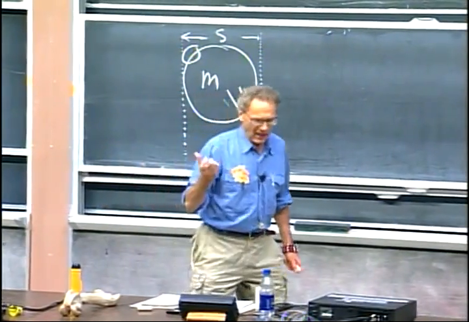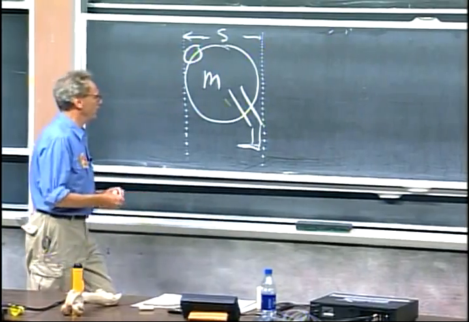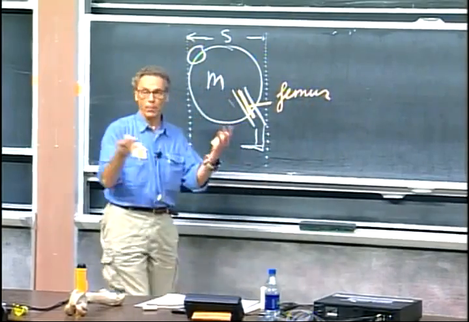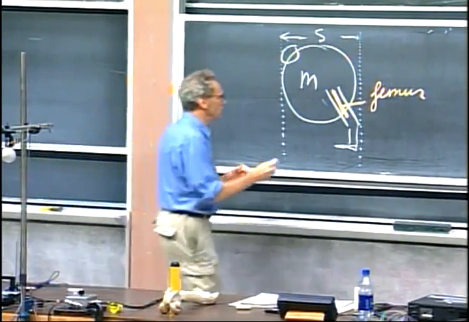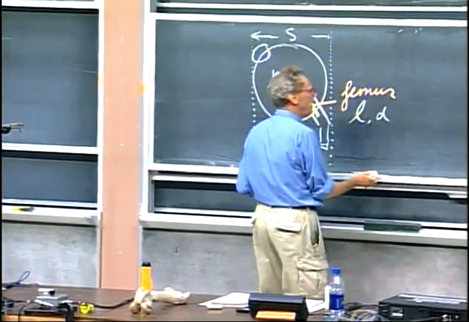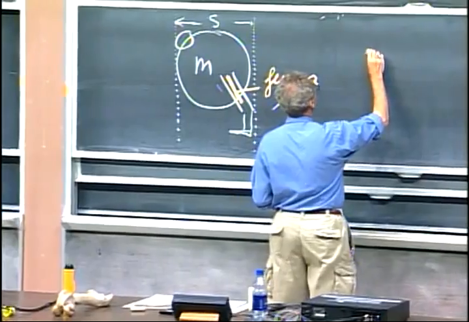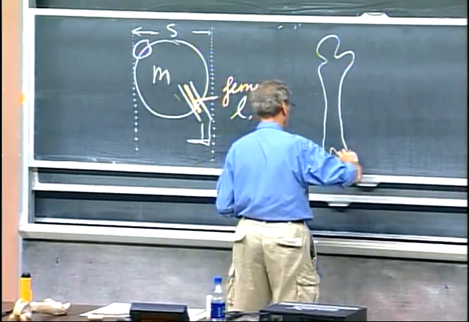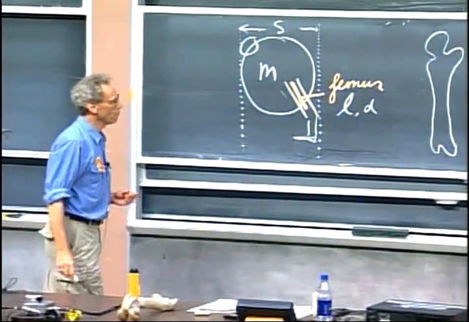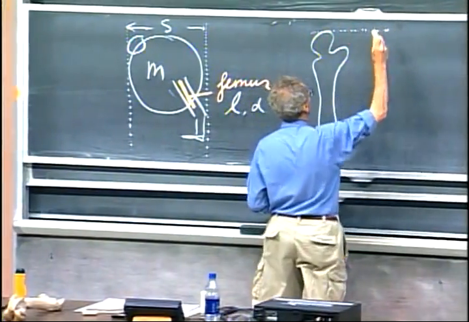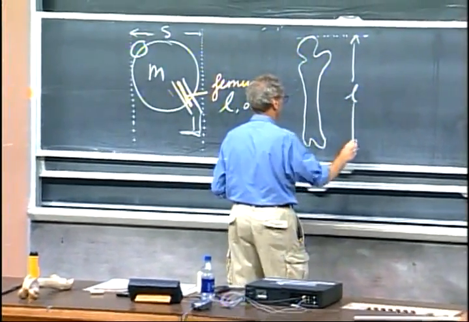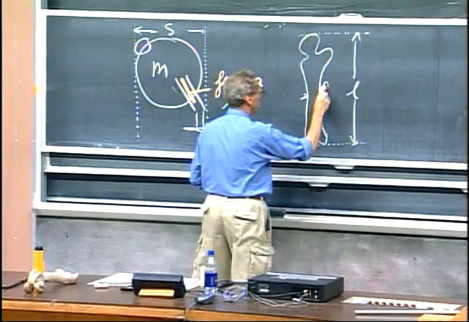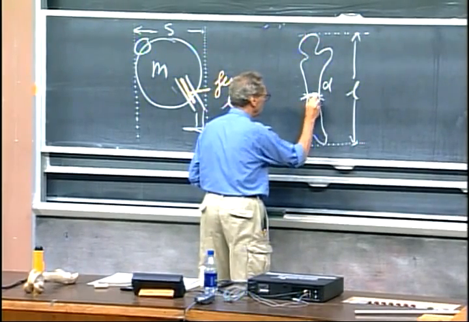And this mammal has a thigh bone, which we call the femur, which is here. And the femur, of course, carries the body to a large extent. And let's assume that the femur has a length L and has a thickness D. Here is a femur. This is what a femur approximately looks like. So this would be the length of the femur. And this would be the thickness, D. And this would be the cross-sectional area, A.